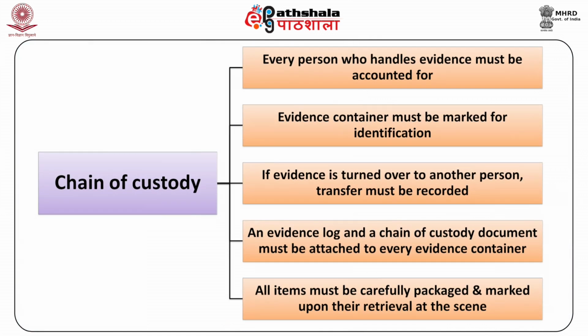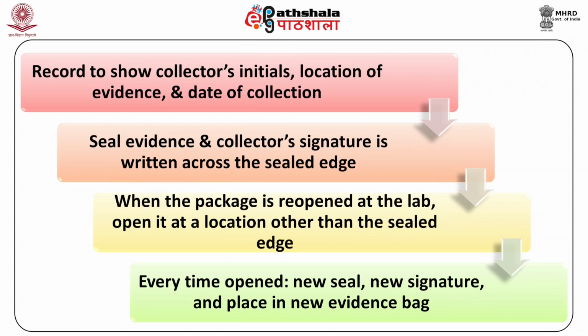The evidence container must be marked for identification. If evidence is turned over to another person, the transfer must be recorded. An evidence log and a chain of custody document must be attached to every evidence container. All items must be carefully packaged and marked upon their retrieval at the scene. Record to show collector's initial, location of evidence and date of collection.